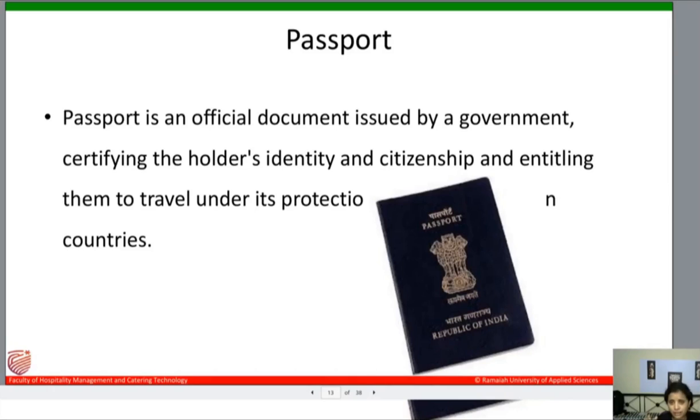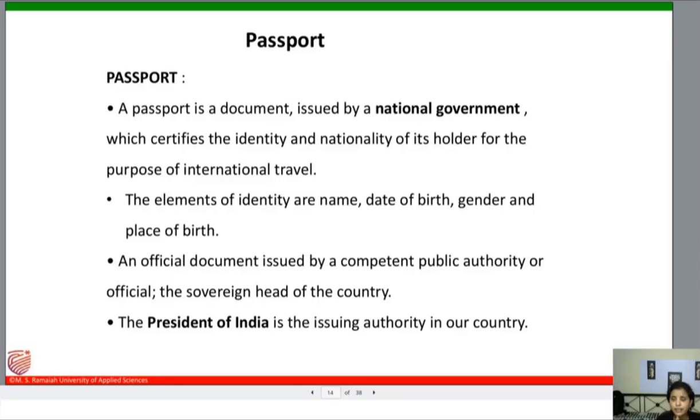So as the definition says, it's an official document issued by a government certifying the holder's identity and citizenship and entitling them to travel under its protection countries. So there are various forms of passports, kinds of passports. One is a general passport, the other one is a minor passport, bureaucrat passport, refugee passport, immigrant passport and many more. So it's an official document, and the authority which is responsible to look at in this matter is the Ministry of External Affairs, and the issuing authority in India is the President of India for the passport.